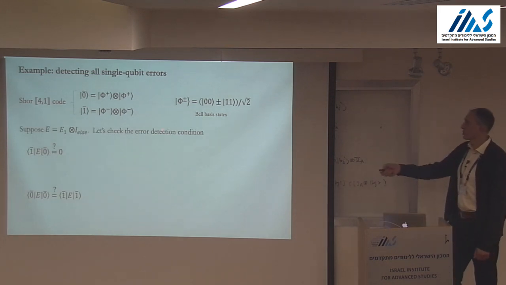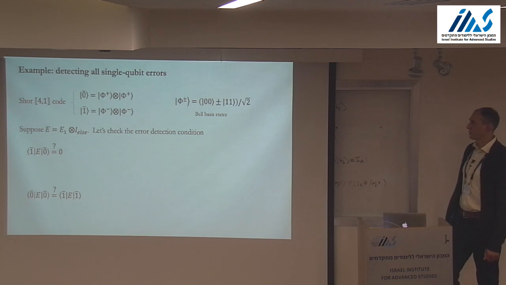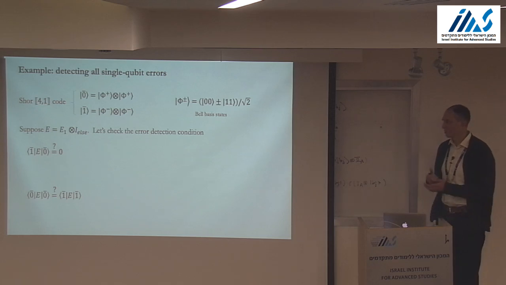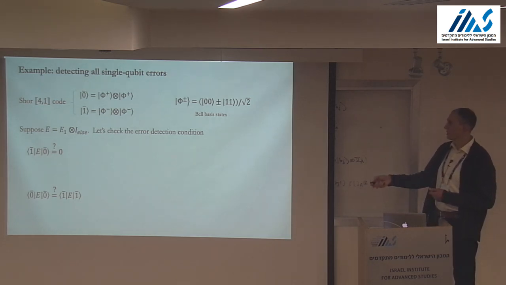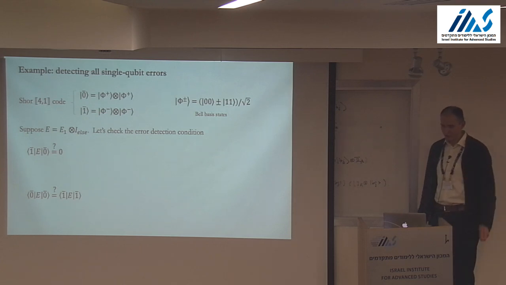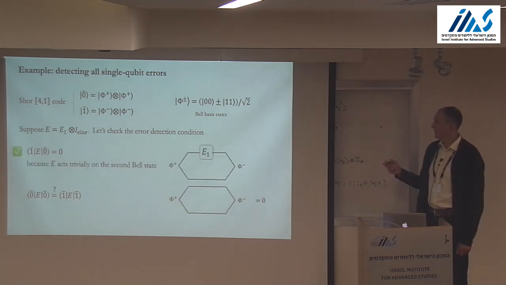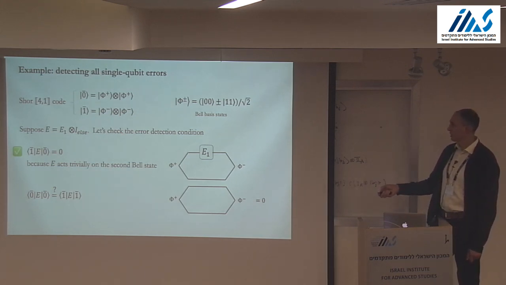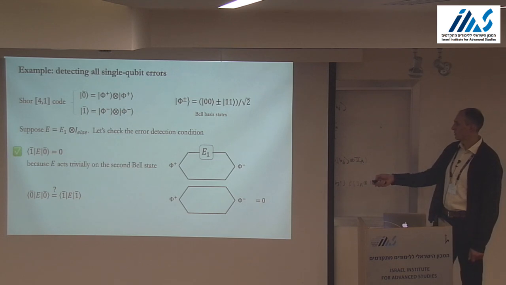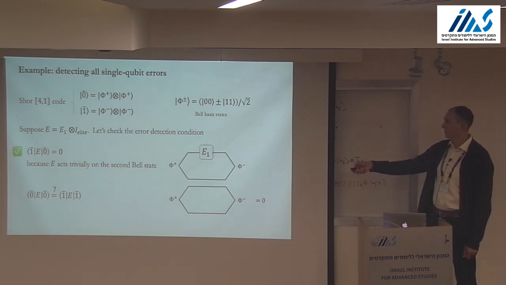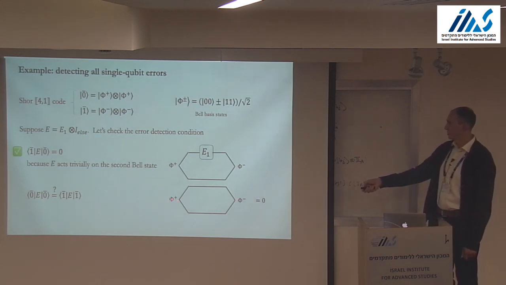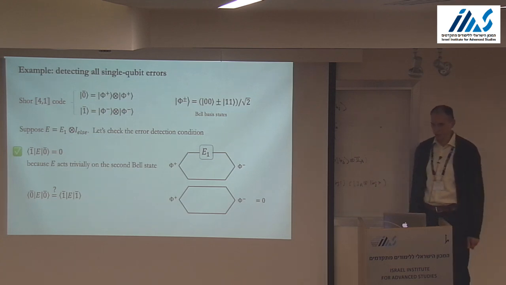Suppose, let's say, that our error acts only on the first qubit and acts by identity on the remaining qubits. So we need to check the error detection conditions, the off-diagonal and diagonal. This matrix element is 0 because the error acts trivially on the second Bell state. This picture is like a quantum circuit diagram that represents this matrix element. And so we get the inner product between orthogonal states, phi plus and phi minus, so we get 0.